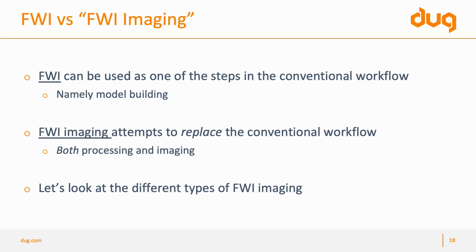To start with, there is a big difference between FWI and FWI imaging. FWI has been used as one of the steps in the traditional workflow for many years now. It has been used as a model building tool prior to imaging with conventional techniques. FWI imaging is something quite different. It attempts to replace the conventional workflow in its entirety, both processing and imaging. It represents a fundamental shift in how we go about processing seismic data. Let's now have a look at the different types of FWI imaging.